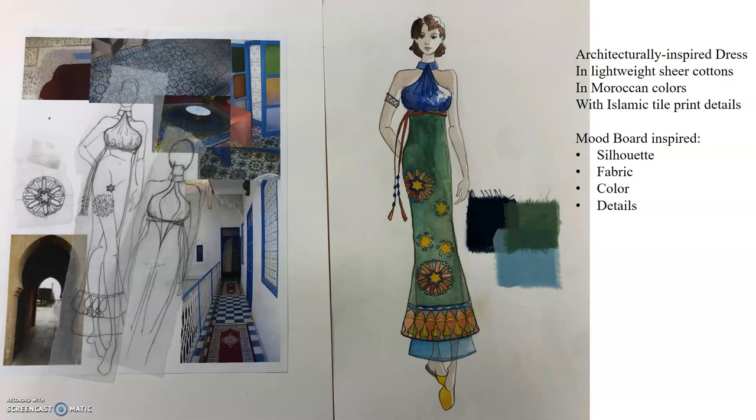I'm looking at everything. So I came up with, from those four photos, an architecturally inspired dress in lightweight sheer cottons in Moroccan colors with Islamic tile print details. Again, the mood imagery that I had inspired my silhouette. The whole shape of the dress is inspired by the doorway. The fabrics are inspired by the color and the details. I've obviously got the print details there, the sheers, things like that. You can see how it came full circle from those four photographs into this one garment.